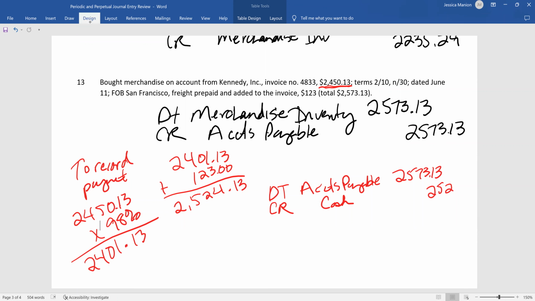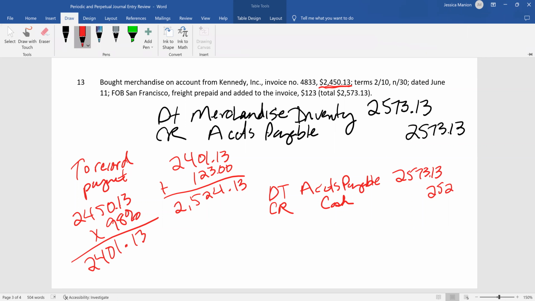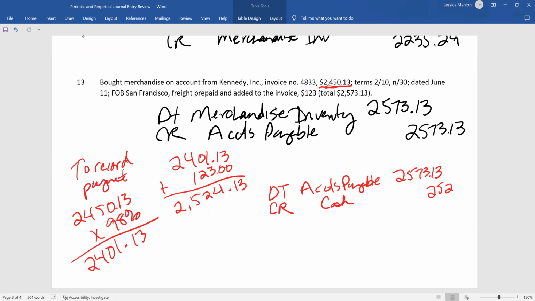Oh, hot dog. It's like not letting me write in the margin. Stupid thing. Let me move it over.